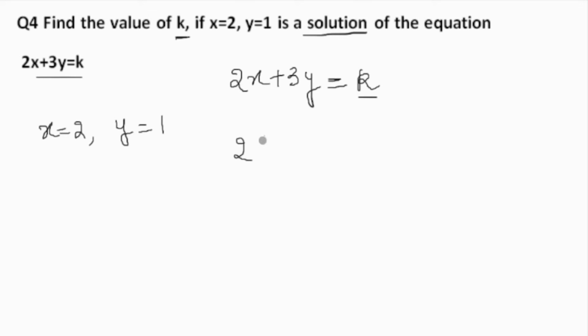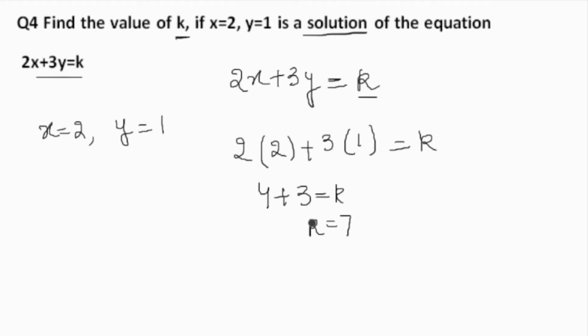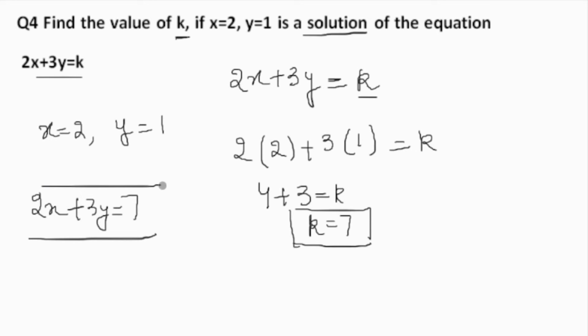So we'll put here x as 2 and y as 1. We'll get what? 4 plus 3 is equal to k, and k is equal to 7. So for this value of k is equal to 7, our equation will become 2x plus 3y is equal to 7. This is the equation for x is equal to 2 and y is equal to 1. Okay, like this we can find any value.